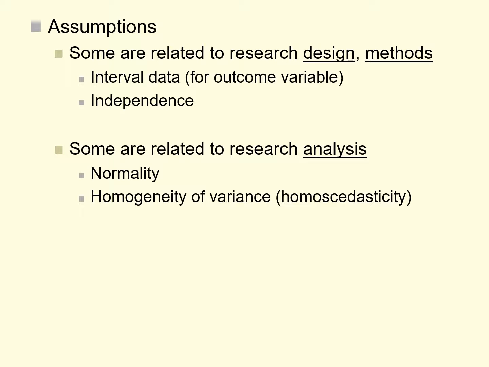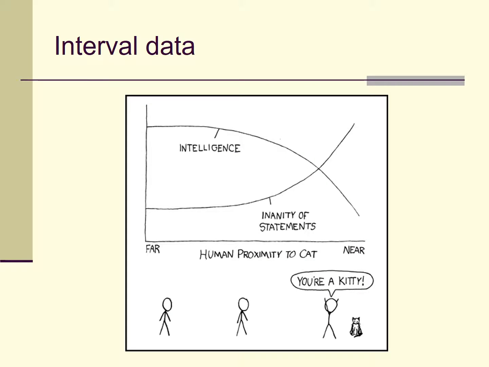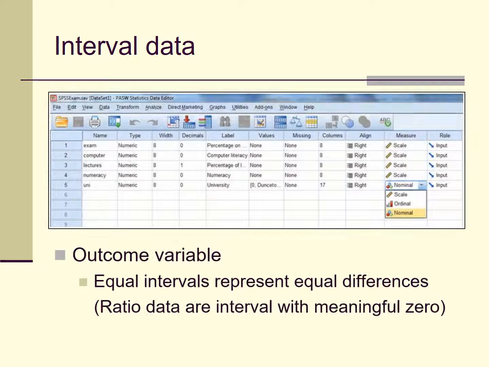What I want to do today, or at least right now, is focus on that first group, the assumptions that go along with research design and research methods. And the first one of these is the assumption of interval data. Specifically, interval data for our outcome variable or our dependent variable.